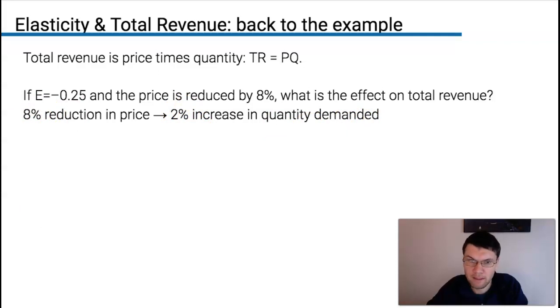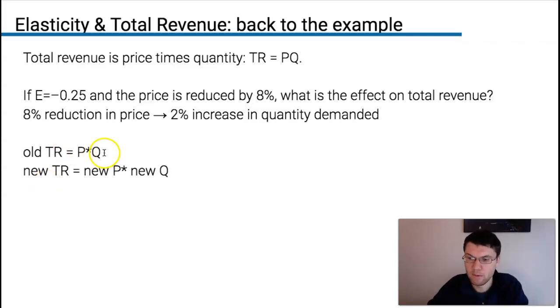Now we need to compare the total revenue before and after the price is reduced. Suppose that before it was just some price times some quantity. I'm not going to specify it. We don't need that information to find the answer. And then after the price has changed, we need to relate the new price and the new quantity to the old price and quantity combination.